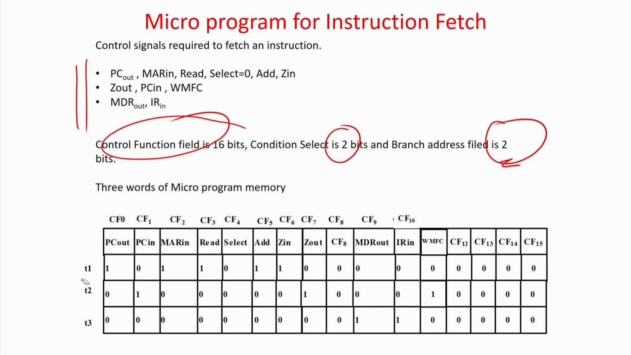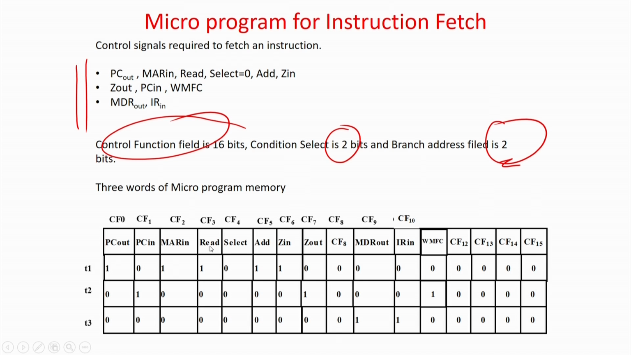And we all know that in the first cycle, PC out should be 1, MAR in should be 1, read should be 1, select should be 0, add should be 1 and Z in should be 1. These are the different points you have to set. So it is very easy here, unlike an FSM. For an FSM you have to design a circuit and synthesize it. Here you just write the first bit corresponds to PC out, this corresponds to PC in, this corresponds to MAR in, read.